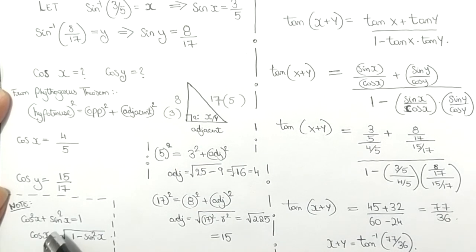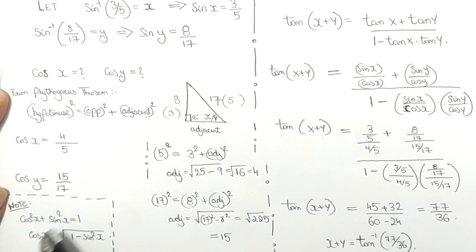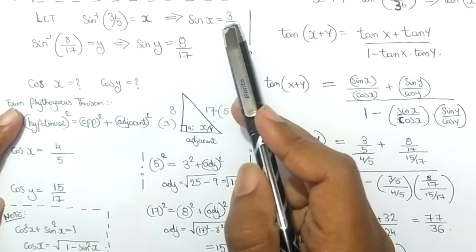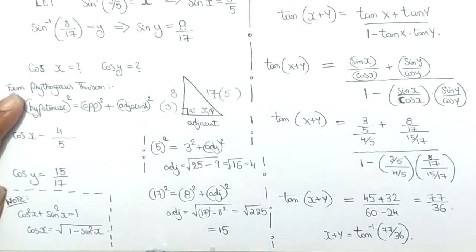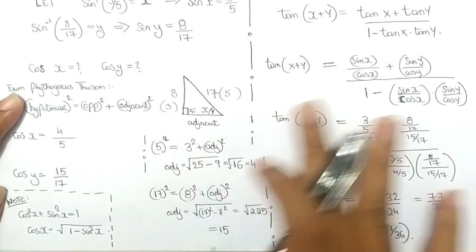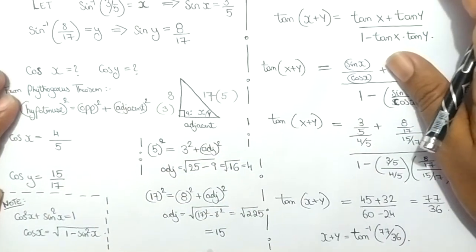Note here, instead of drawing this diagram, if you are comfortable with calculation, then you can go for this trigonometric identity: cos square plus sin square is equal to 1. Cos x is equal to the square root of 1 minus sin square x. Put your sin x value. Sin x is 3 by 5. Put 3 by 5 here. 1 minus 3 square by 5 square is going to give you cos x. Or else you can do it in this way too. Now we found cos x and cos y.